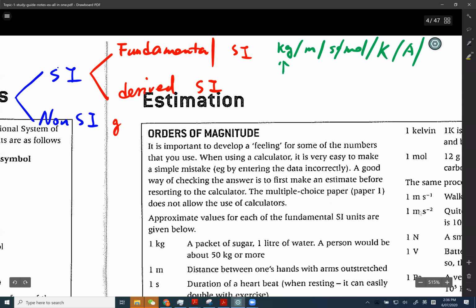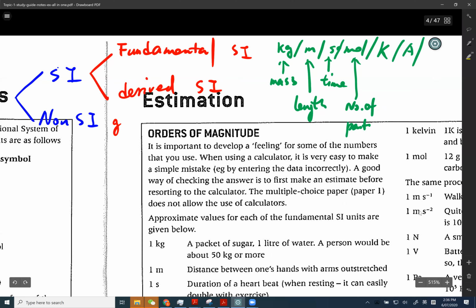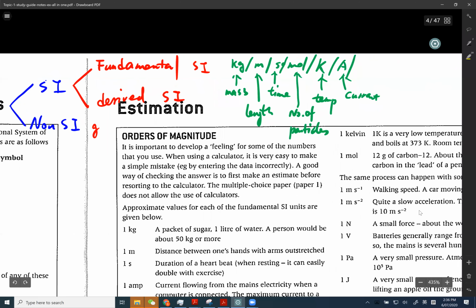This is about time. What's this one about? Particles. Yeah, amount of substance, number of particles. You can say number of particles. This one is popular in chemistry. K, temperature. A, electrical current. We need one more.